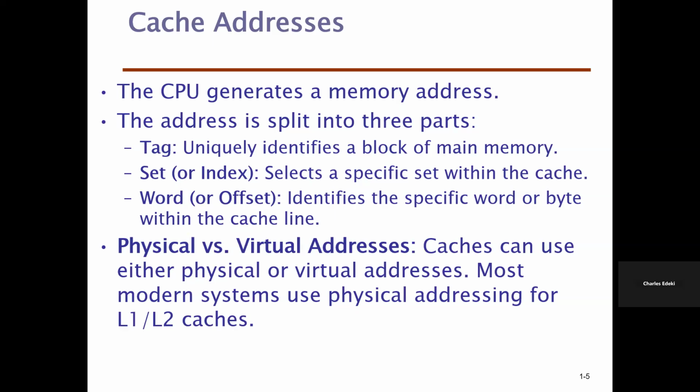As we said earlier, the CPU is the one that generates the memory address. Normally the address is split into three parts. The word normally identifies the specific word or byte within it, and you also have a size. Then we have the set, which selects a specific set within a cache, and then the tag. The tag uniquely identifies a block of main memory.